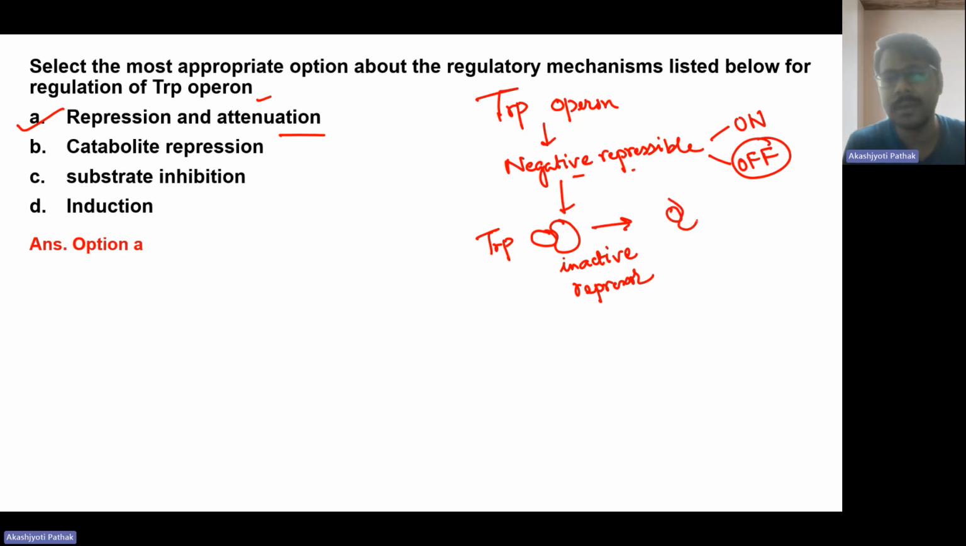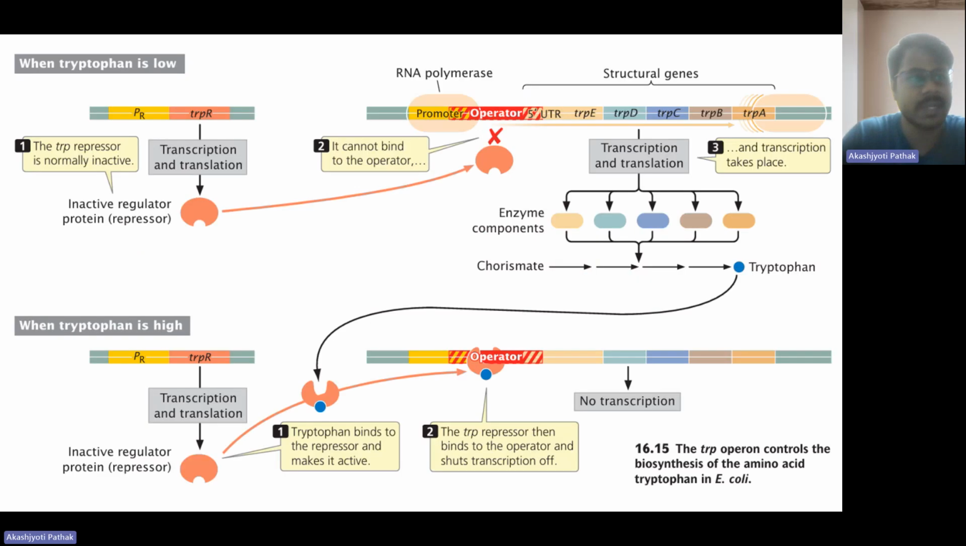Now this is active. After this repressor binds to the tryptophan, it becomes active, and now it can go and bind to the operator region and turn the operon off. That is why it is called repression. So this is repression, and what is attenuation? We will come to attenuation. First, let's understand what is repression.